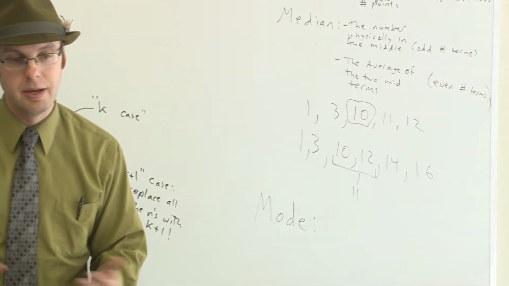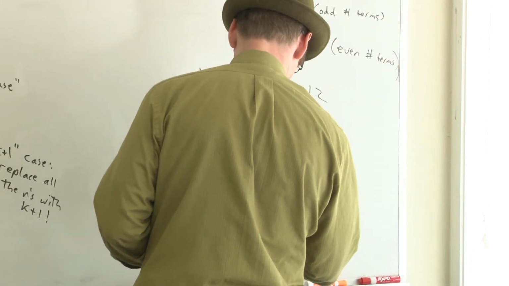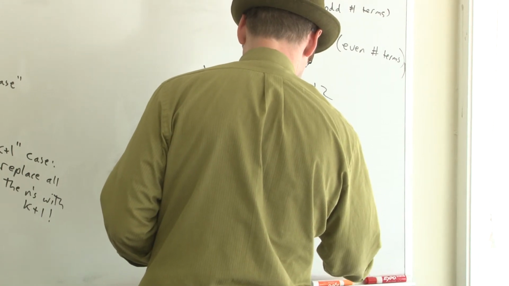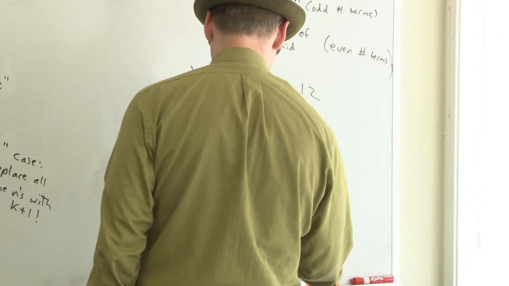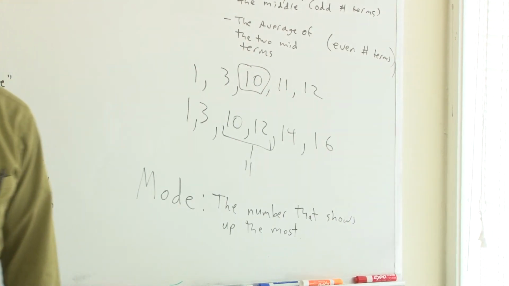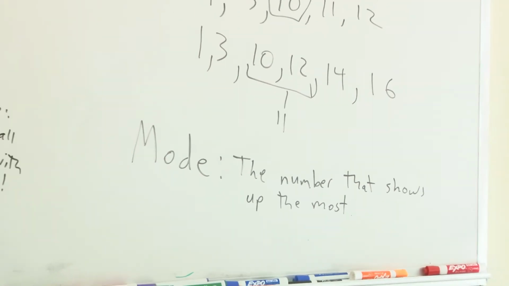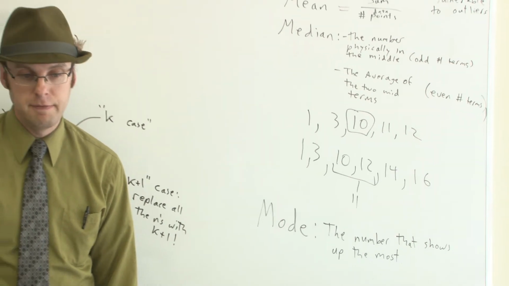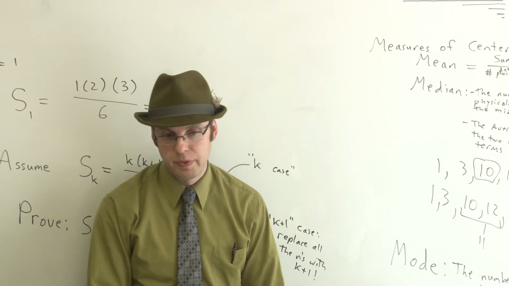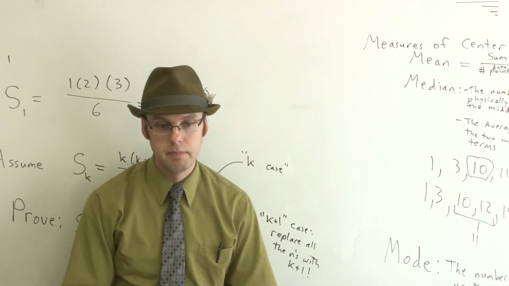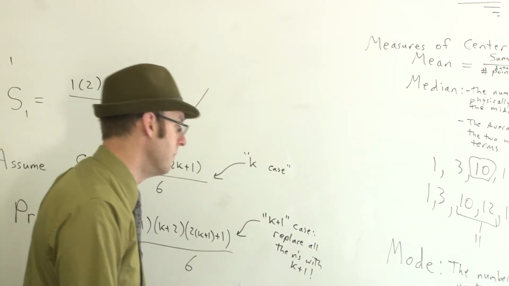So the mode is just the number that shows up the most. You can have multiple modes. You cannot have multiple medians. You cannot have multiple means. But if you've got a set of data that has 5 6s and also 5 8s, then both 6 and 8 could be your mode. So as long as you've got the most. As long as both of those are modes.